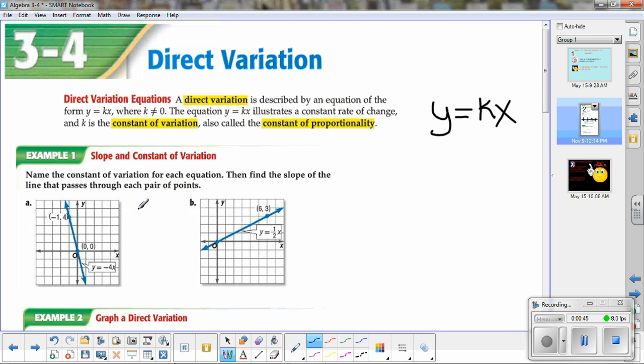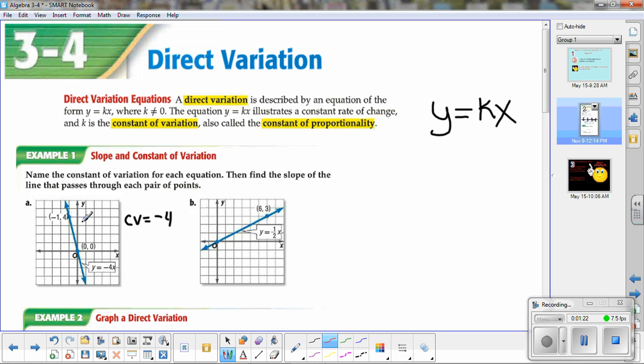In example 1, it says name the constant of variation for each equation, then find the slope of the line that passes through each pair of points. So in this first example, the equation is y equals negative 4x. The constant of variation, I'm just going to call that CV, in this equation is equal to negative 4, because remember, k is our constant of variation. It's the number in front of x, the coefficient of x. So negative 4 is the constant of variation.